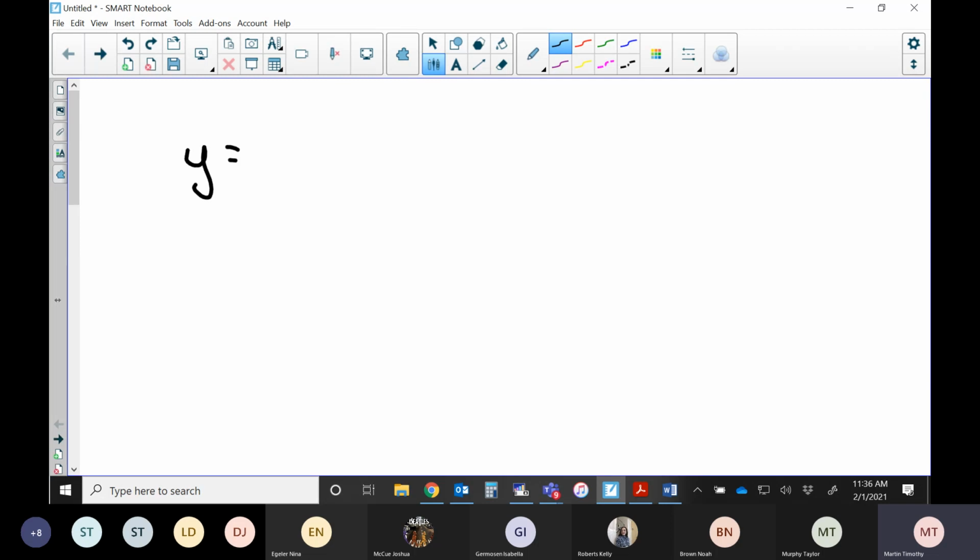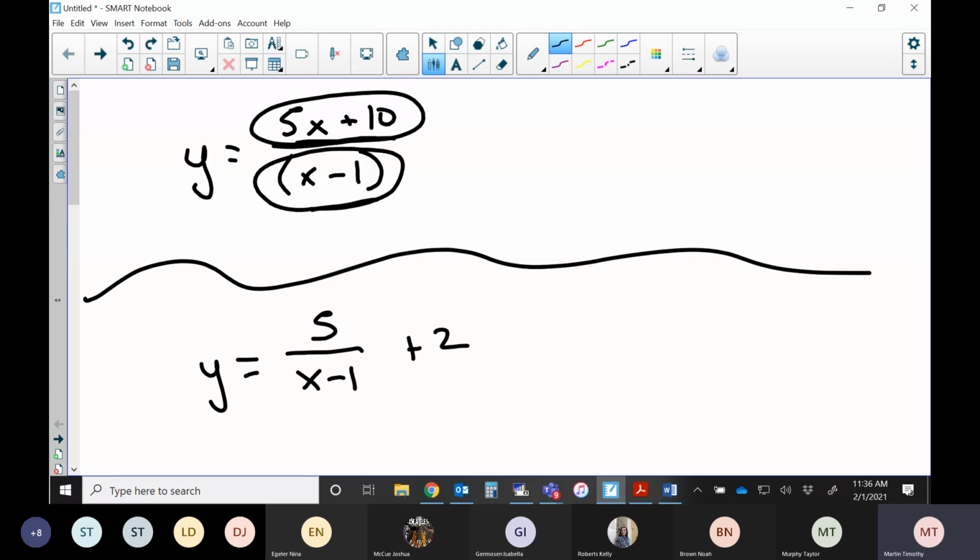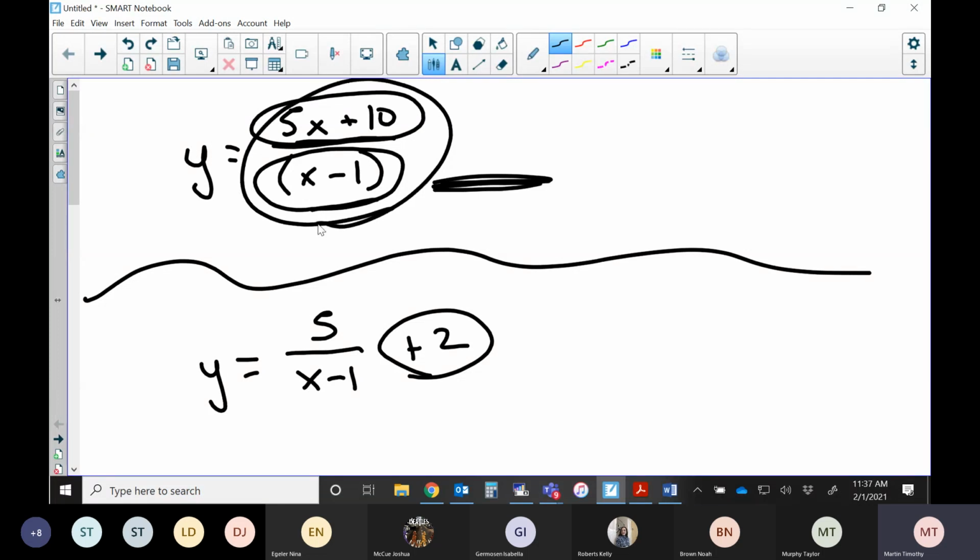If I said y equals (5x plus 10) over (x minus 1), this is in a different form than if I give you this one. Hopefully you can see the difference. This is some kind of expression over another one. This one really has this plus 2 back here, and that's a huge tell. There's nothing back here. This is just a fraction, nothing else behind it, whereas this one has a fraction, but it also has this.